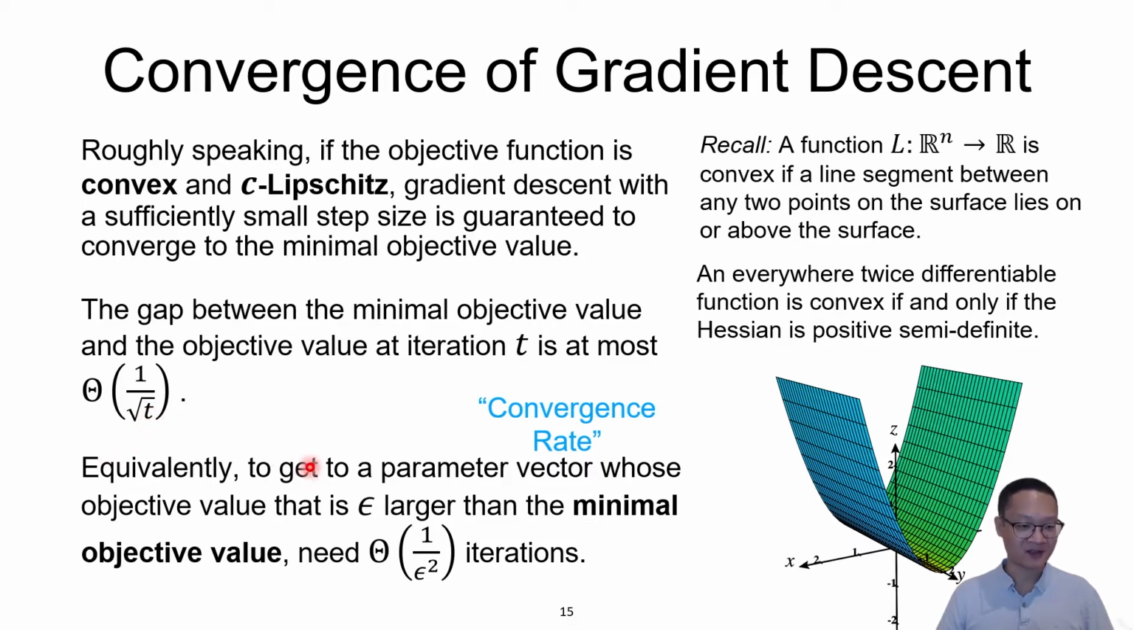Equivalently, if we want the parameter vector to have an objective value that is epsilon larger than the minimal objective value, then we need big theta of 1 over epsilon squared iterations. So basically, to get half the error, we will need 4 times the number of iterations. To get 4 times the error, we need 16 times more iterations. So that's what that means. That's the theoretical guarantee of convergence. We do need some assumptions here: the objective function must be convex and C Lipschitz, and the gradient descent must be done with a sufficiently small step size.